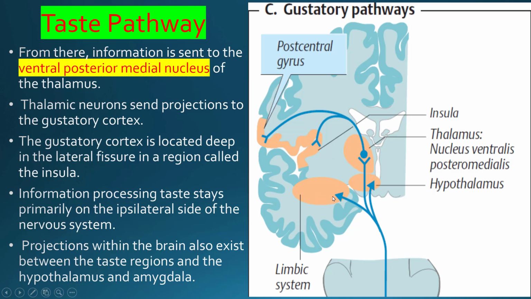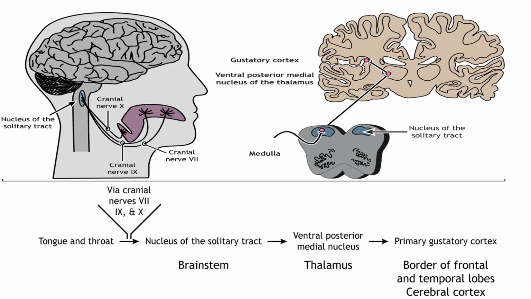Here the projections from the ascending tract of the taste pathway are also sent to the hypothalamus and amygdala, which is part of the limbic system. So this is the story of the pathway. Here you can see that from the tongue the 7th, 9th and 10th cranial nerves receive information and they are sent to the solitary tract, which is located in the brainstem. From the solitary tract, they are sent to the ventral posterior medial nucleus.